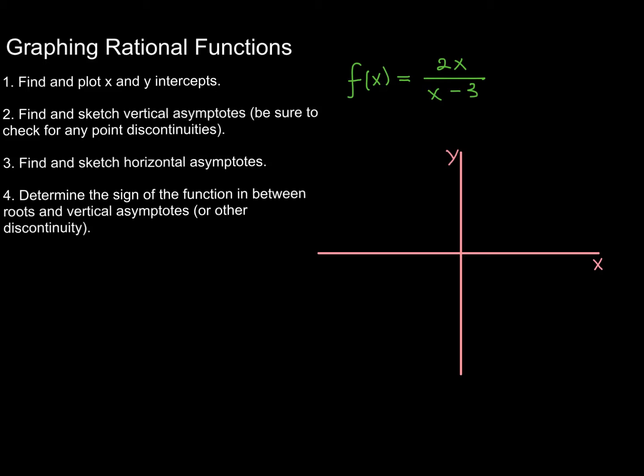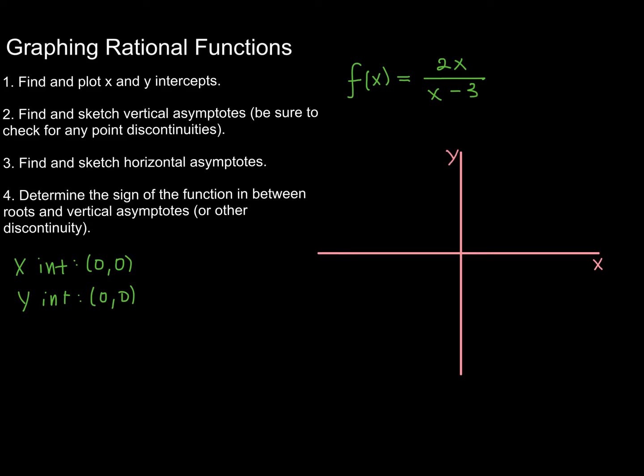And then finally, we're going to make a quick sign chart to determine what our function is doing in between the roots and the vertical asymptotes, or another discontinuity if I have one. So I want you to go ahead and try executing that for this function here, and then we'll go ahead and take a look at it together.